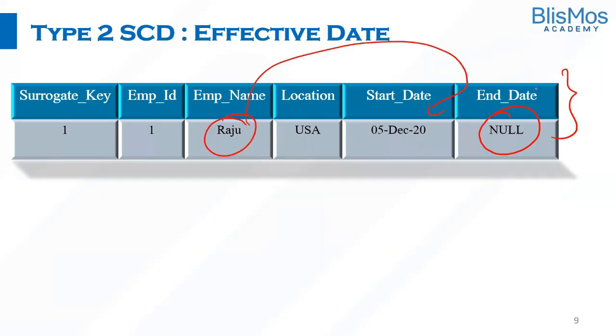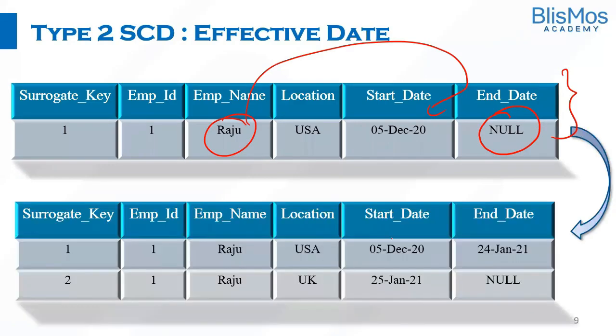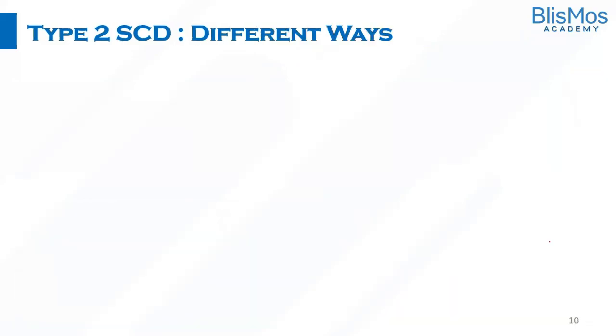But when Raju shifts to UK, what happens is we'll mention the start date as 5th December 2024. Since he has shifted to UK, we have the end date as null. Means still Raju resides in this location. Let us look at all the 3 different ways now.